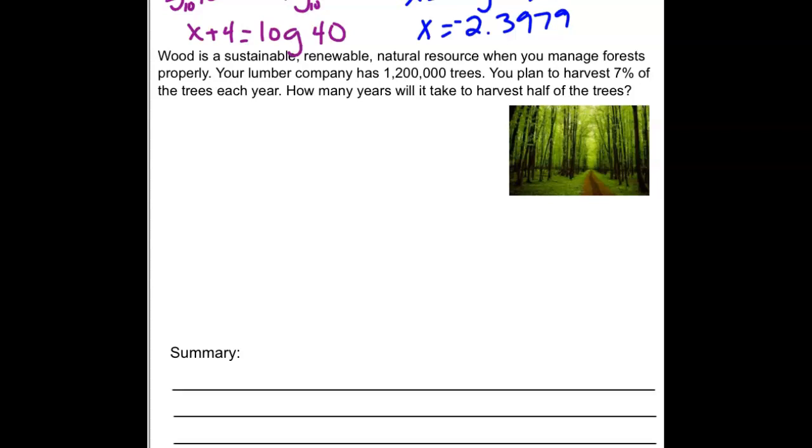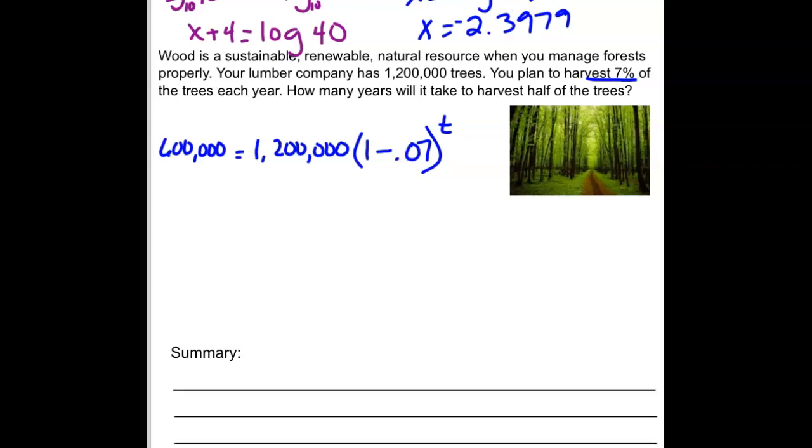All right, so we start out with 1,200,000, and we are harvesting 7%. That means we're taking away 7% of the trees. So 1 minus 0.07, it's an exponential decay problem. We're looking for how many years it takes, so what time, until we've harvested half of them. Well, if we had 1,200,000, then half of that would be 600,000. So that's what we want to have left when we finish.